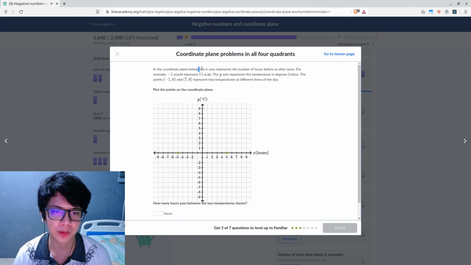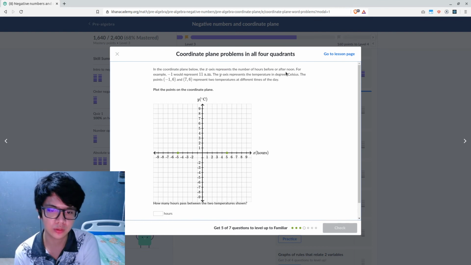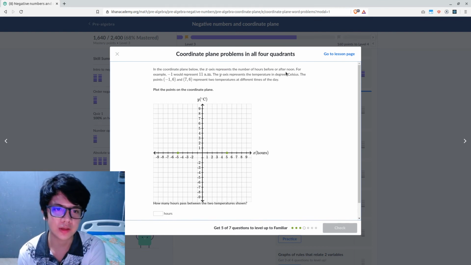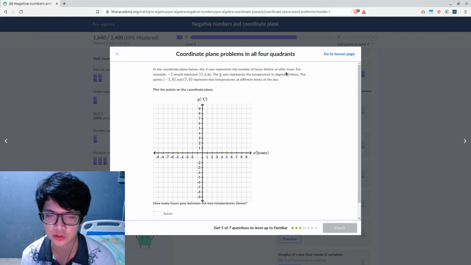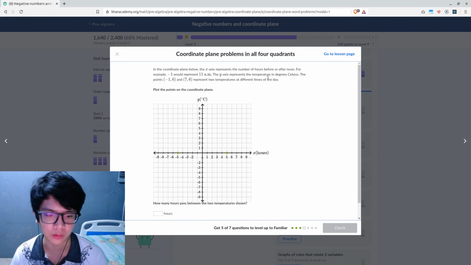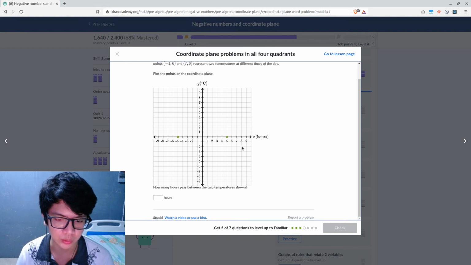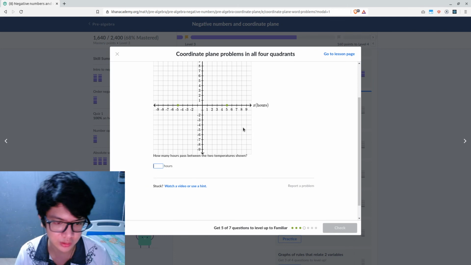In the coordinate plane below, the x-axis represents the number of hours before or after noon. For example, negative 11 a.m. Oh, cool. The y-axis represents temperature in degrees Celsius. It represents 2 temperatures at different times of day. How many hours pass between the two temperatures shown below? 10 hours, I guess.